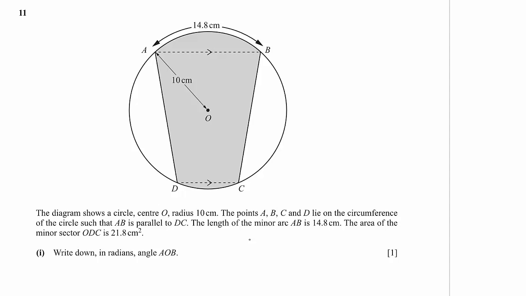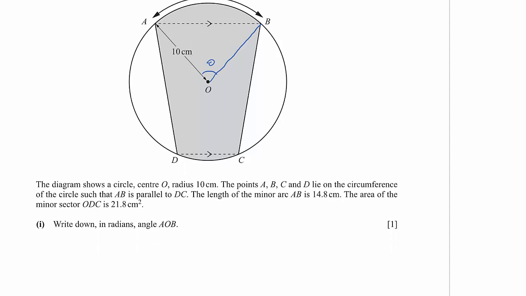Write down in radians the angle AOB. So AOB is this angle just here, which I'll just call theta. Now we know if we're working in radians that L is equal to r theta, where L is the length of the arc. So 14.8 is equal to 10 theta. So theta would be 14.8 divided by 10, which is 1.48 radians. Remember, you don't actually need a mark for radians.